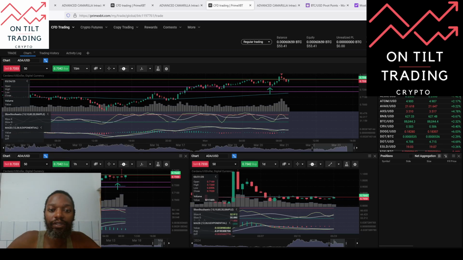Here, this is a slow stochastic indicator. This is the MACD indicator. These purple lines that you see here, these are Camarilla pivot points. This is Camarilla pivot R4. This is Camarilla pivot R3. This blue line that you see here, this is the 200 exponential moving average.